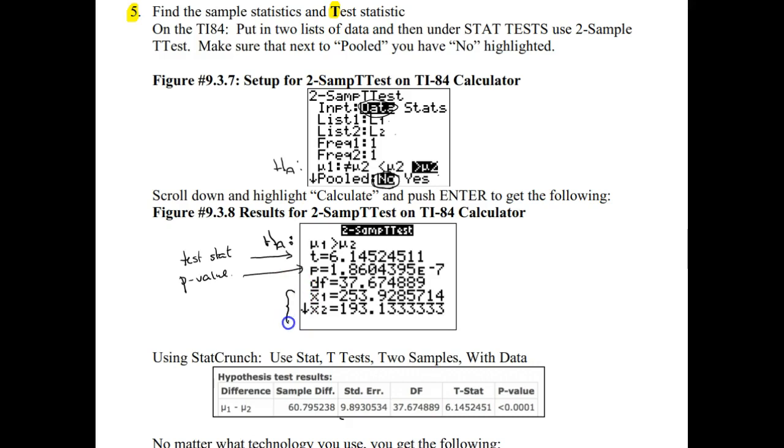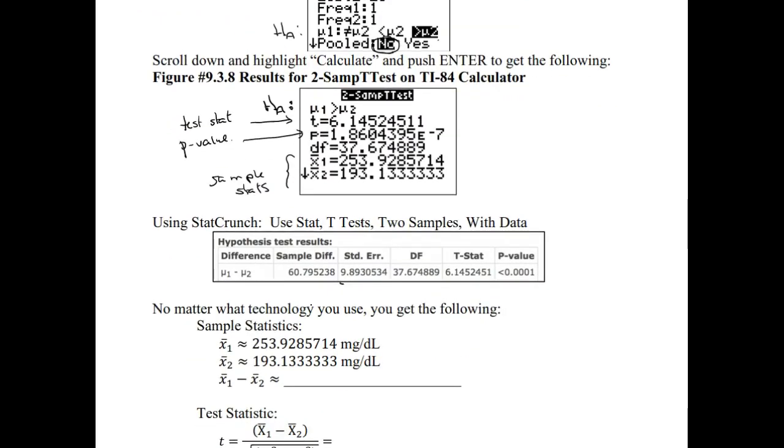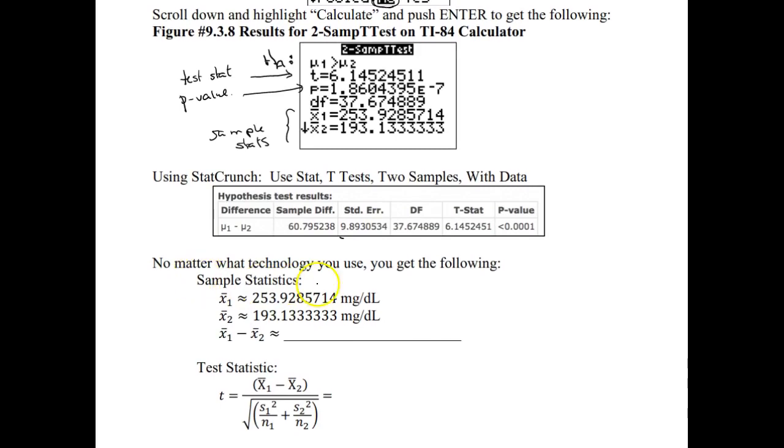And then again, here we've got our sample statistics, x bar 1 and x bar 2. And again, we can also use StatCrunch to get those values as well. All right, so no matter what technology you use, we're going to get the following. So in this case, on the TI-84 calculator, it gives us x bar 1 and x bar 2 separately, and we would need to subtract them ourselves to get this difference. Okay, in StatCrunch, it actually computes that difference for you. So if we were to subtract these two numbers, we would get 60.795238. And quantitative data, so these things get units.